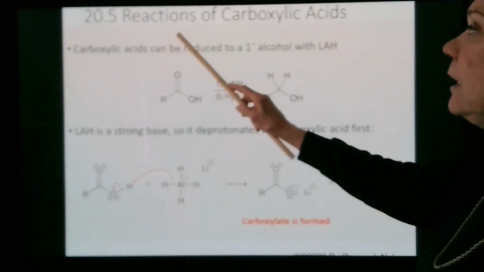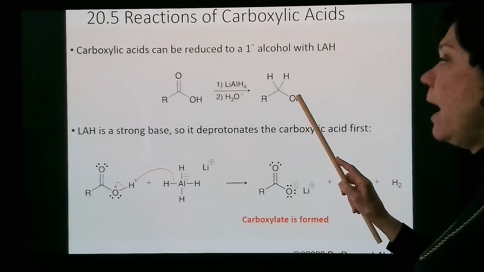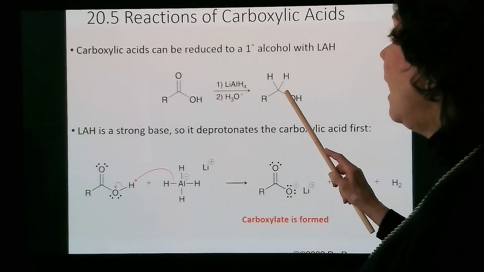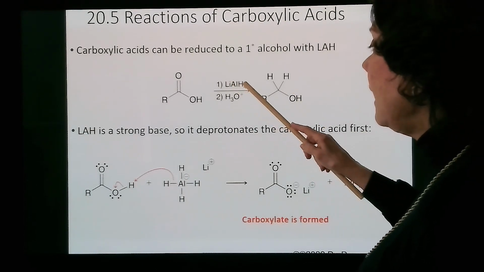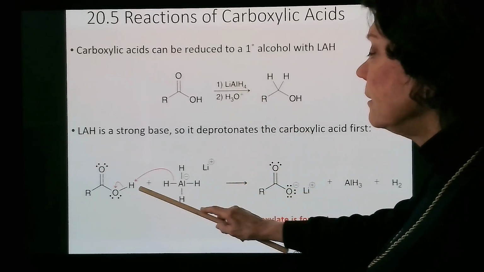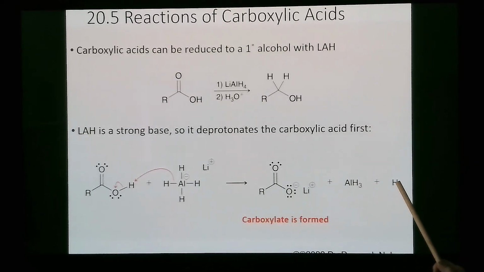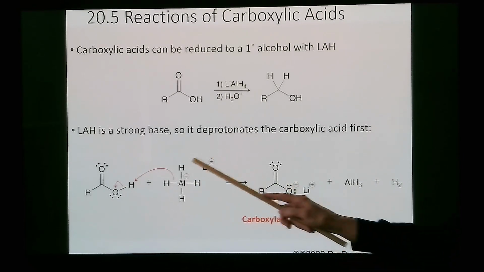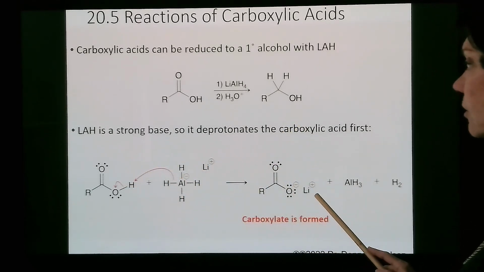Carboxylic acids, now we're looking at the reactions of carboxylic acids. They can be reduced to a primary alcohol. I think you saw this in the chapter on alcohols. So this reaction with LAH, lithium aluminum hydride, the first step is that the lithium aluminum hydride, H minus, reacts with the H plus. Hydrogen gas will be evolved and we'll be left with the carboxylate. So this converts the carboxylic acid to the carboxylate.